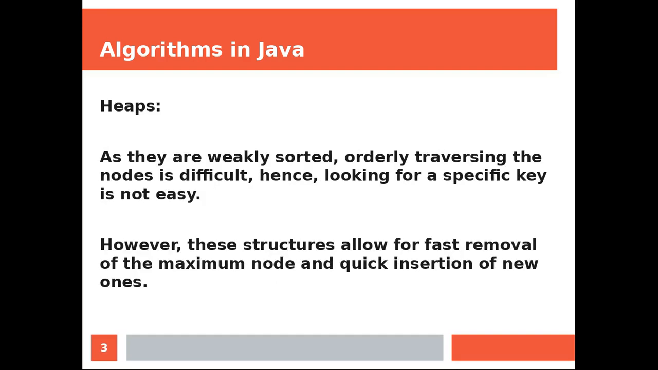As they are weakly sorted, orderly traversing the nodes is difficult, hence looking for a specific key is not easy. However, these structures allow for fast removal of the maximum node and quick insertion of the new ones.